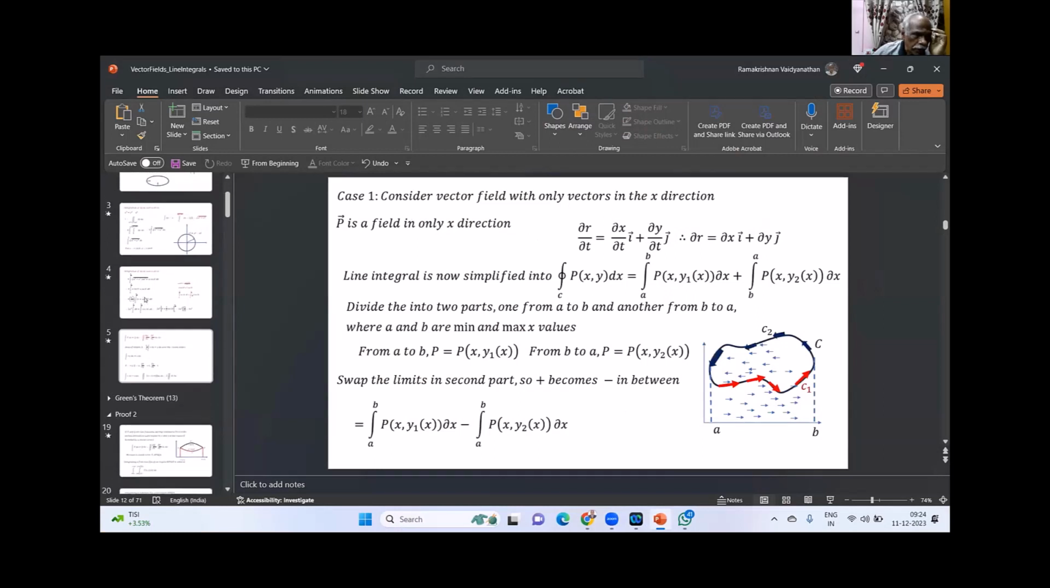I told you in the beginning, left to right is positive. Bottom to top is positive for y direction. Top to bottom is negative for y direction. Right to left is negative for x direction. Now you are going to show me the second proof.